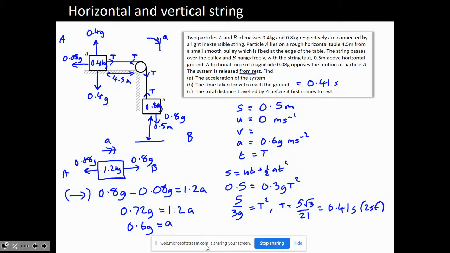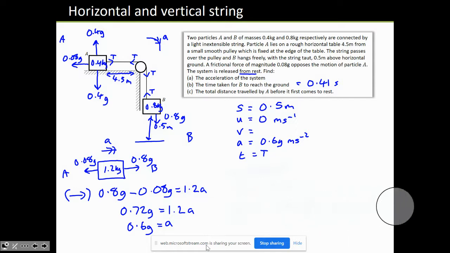Now, the total distance travelled by A before it comes to rest. Now that's an interesting question, because if you think about it, in the first part of this motion, as B approaches the ground, B is going to travel 0.5 meters. That means A is also going to go this way 0.5 meters. But once B hits the ground, the string will no longer be taut, which means we're going to lose our tension in the string entirely.